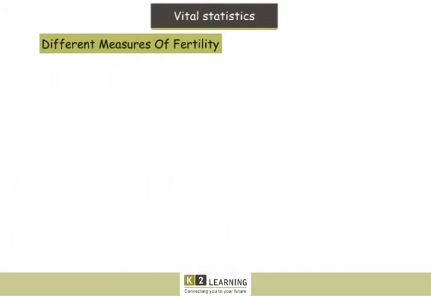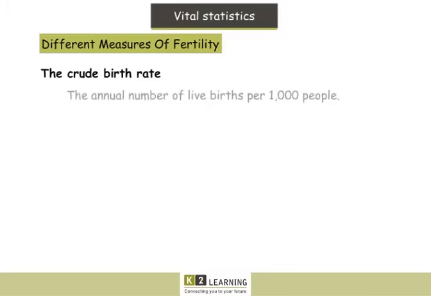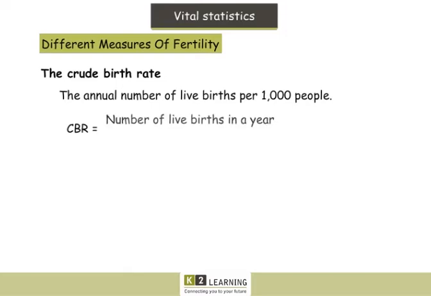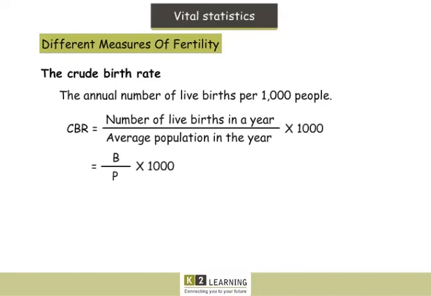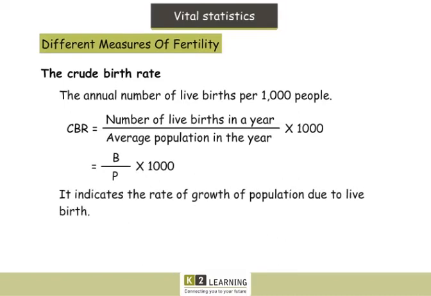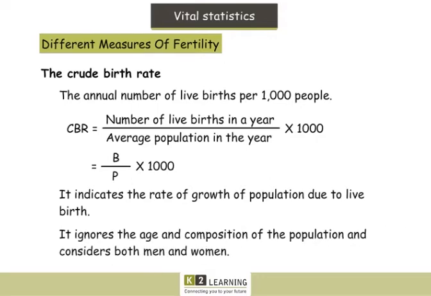There are different measures of fertility. The crude birth rate, the annual number of live births per 1,000 people. The formula is number of live births in a year divided by average population in the year into 1,000. It indicates the rate of growth of population due to live birth. But it ignores the age and composition of the population and considers both men and women.